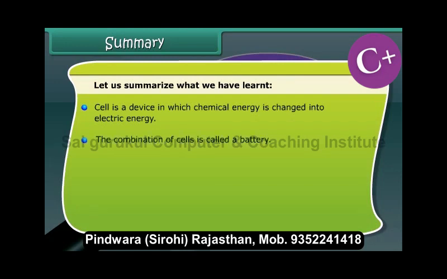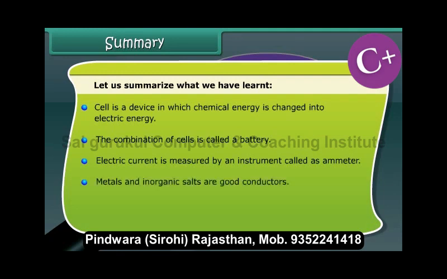The combination of cells is called a battery. Electric current is measured by an instrument called an ammeter. Metals and inorganic salts are good conductors. Non-metals and organic compounds are insulators.